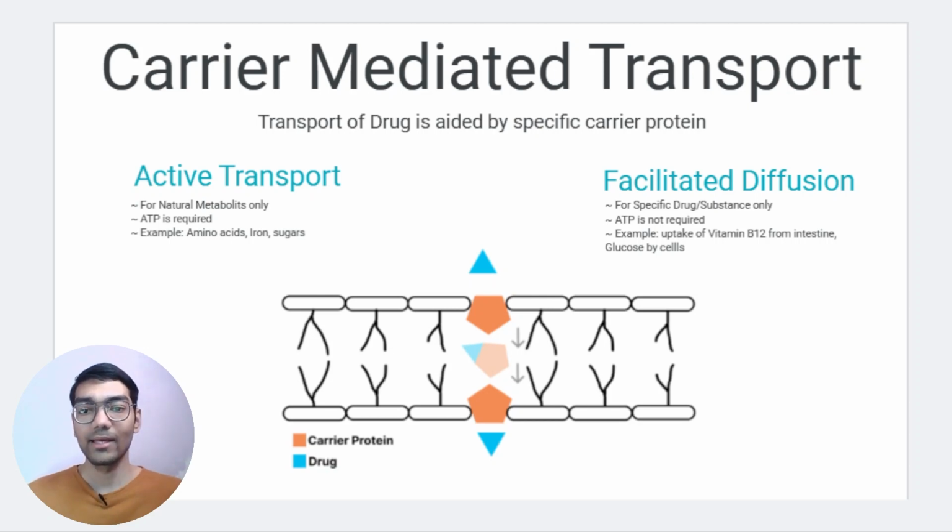If you look at the difference between active transport and facilitated diffusion, it is very simple. Both have the same mechanism of work, but the difference is active transport requires energy and facilitated diffusion doesn't require energy. Active transport is for natural metabolites and facilitated diffusion is for very specific binding. For example, if a specific binding site is designed for vitamin B12, then other chemical substances cannot bind with it. But in active transport, any chemical substance can bind with it if it belongs to its natural metabolites.